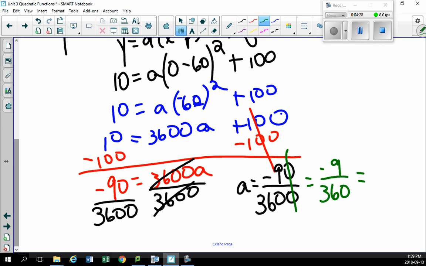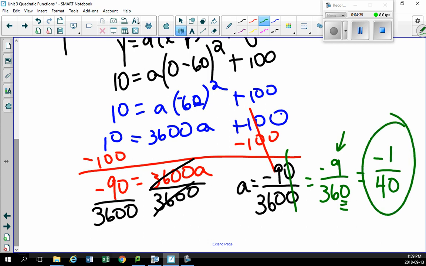Okay, 9 goes into 36. Well, if you think about it, 9 goes into 36 4 times, but you've got that extra 0. So it's 40. 9 goes into itself negative 1 times. There it is. There's your A value. Well, that makes it easy.